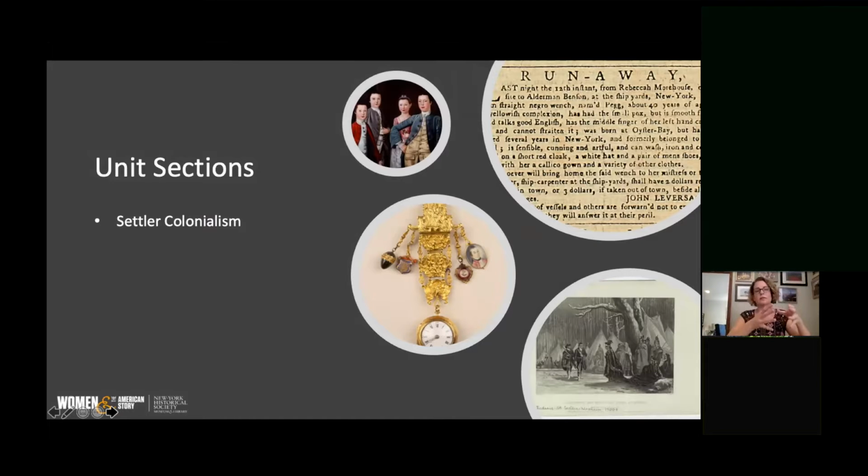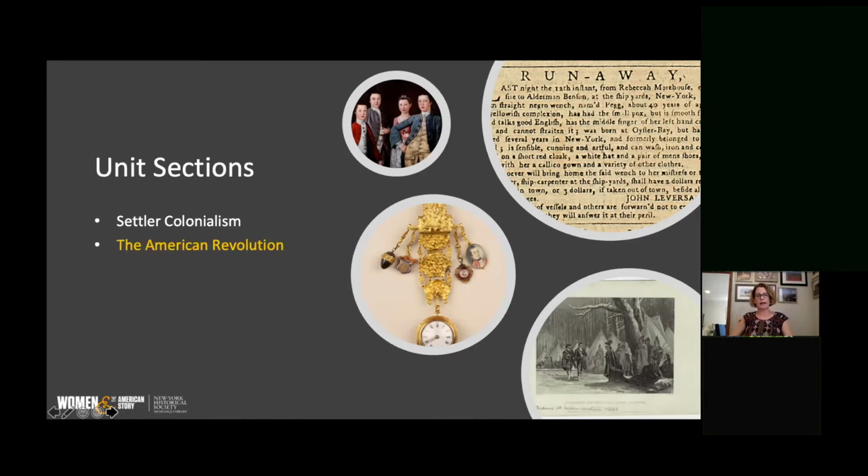So settler colonialism is a look at the later colonial period and different colonial enterprises shifting toward this settler colonialism model. It's less about extracting resources and more about settling and conquering this land, peopling the land. We don't have time to really dig into that today, but I encourage you to take a look. We cover a huge swath of geography in that unit, from the American South to Alaska to the American West. So please do dig into that.